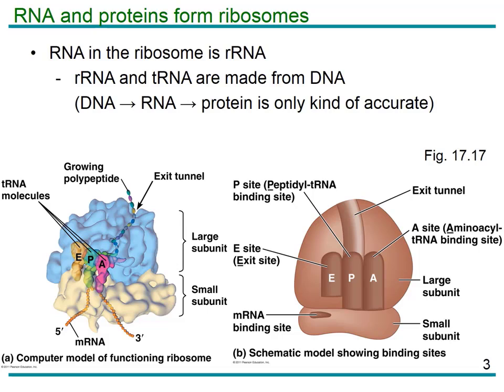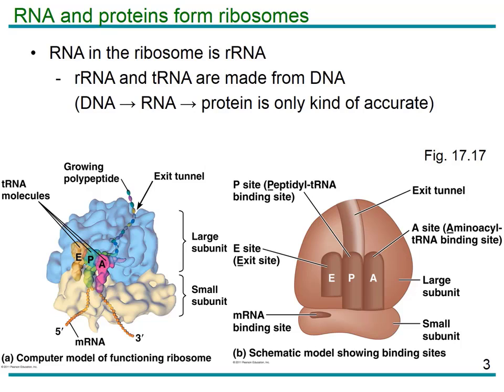The ribosomal RNA is found in the ribosome, as the name suggests. Both ribosomal RNA and tRNA are made from DNA. Remember, we started this unit talking about the idea that DNA makes RNA, RNA then makes protein. But that's only kind of accurate. Not all RNA then becomes protein. Some RNA stays in the cell as RNA and is used as rRNA or tRNA. I gave an example in the last video of how some RNA is used as an enzyme in the spliceosomes.